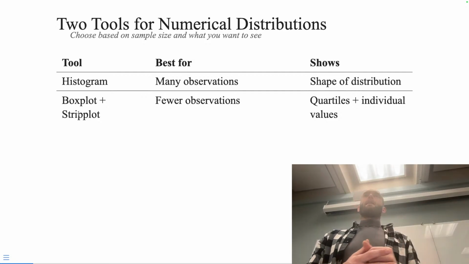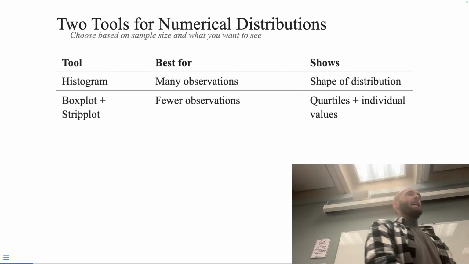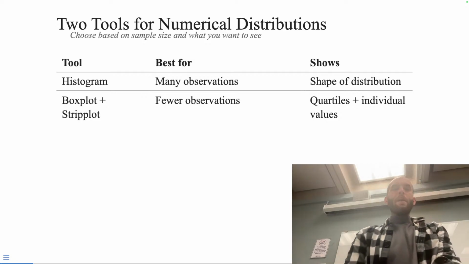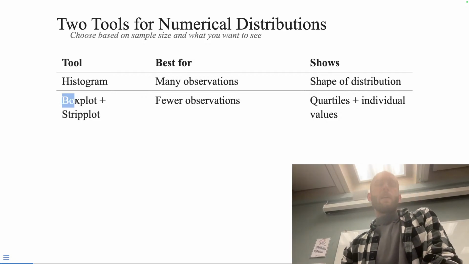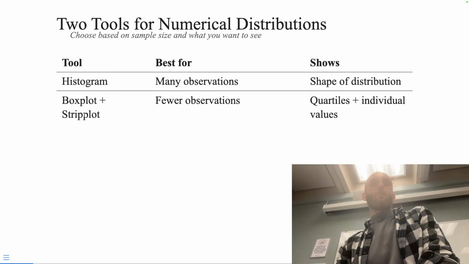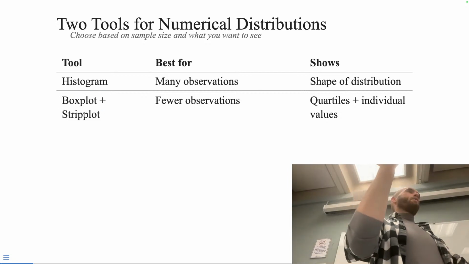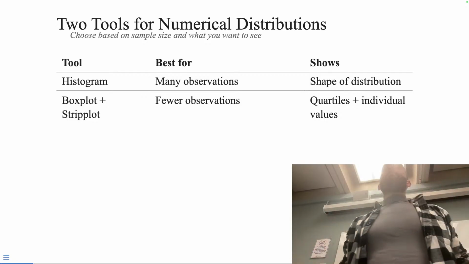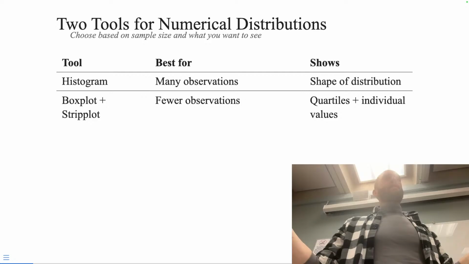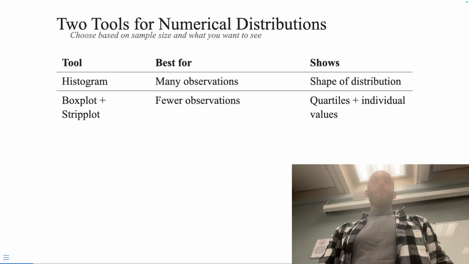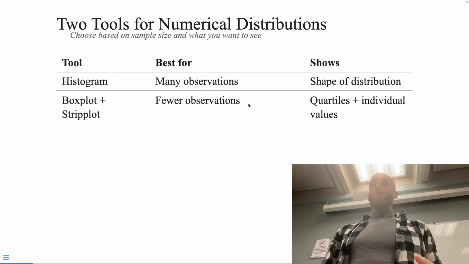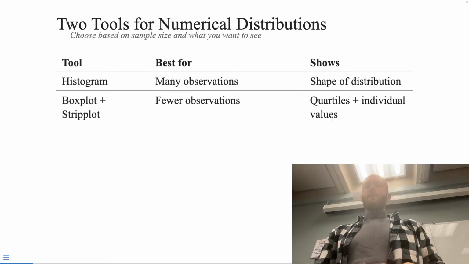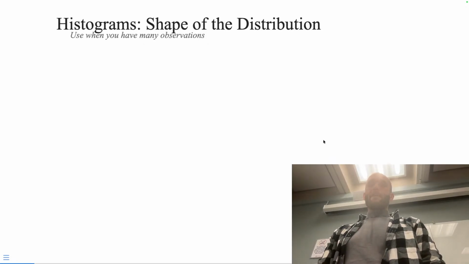So we want to know quartiles of the data, and maybe individual values as well. That's where we'll use the box plot plus its pairing, what we call a strip plot. So we're going to pair these things together and call it a box and strip plot. This is good for fewer observations. It doesn't work as well when we have many observations, but we'll come to that.